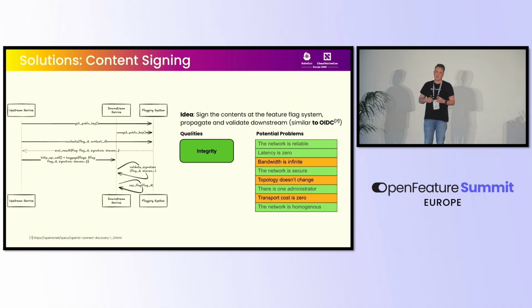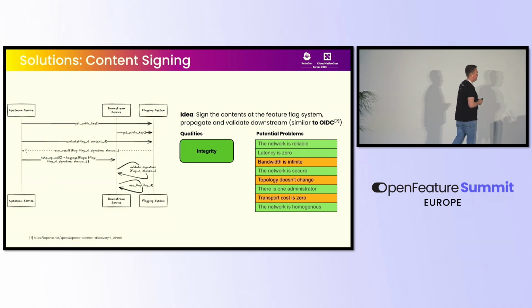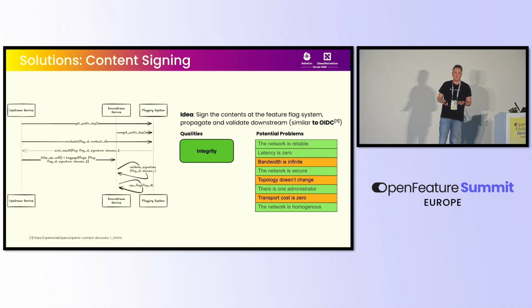And in this case, we actually get a signature back. And this signature can be used when we propagate the flag. So imagine in this case, we are having what I just described, the flag propagation. And what happens now is that we are propagating this downstream, validate the signature, and we can be sure that our feature flagging system was the one that these values came from. The same works for rules. So actually, this works for both of these problems.